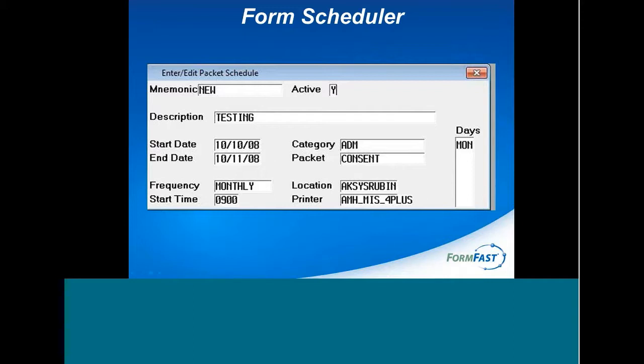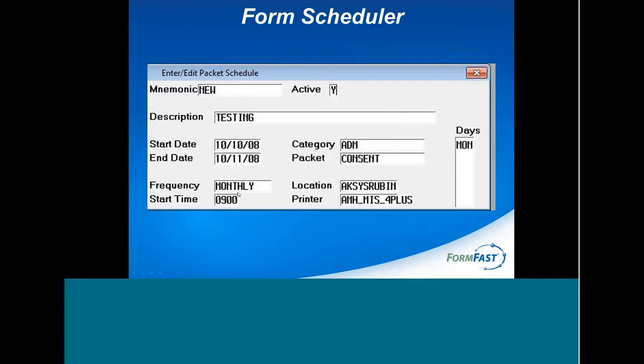But you can use these for all sorts of forms, and you'll see here that I select a category and a packet. So if I have multiple categories and multiple packets that I want to print to the same group of printers at the same time, then you can go right ahead and just set up multiple schedules. So I can determine I want to print this category and this packet to this location, to this printer.